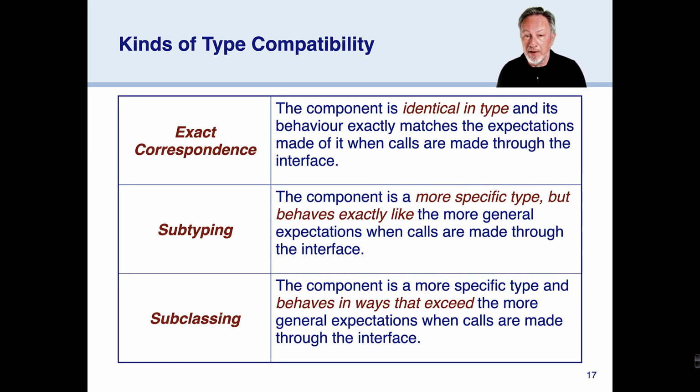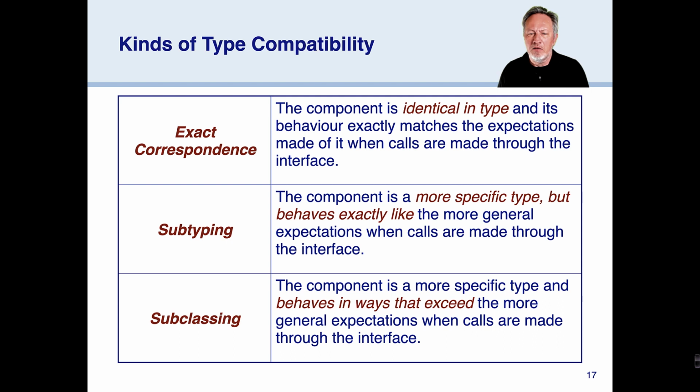Now, back to type compatibility and what we mean by type compatibility. There are roughly 3 different categories of compatibility. The first is exact correspondence, and this is what we see in monomorphic languages. The component has exactly the right type, so it's matched 1-to-1. I expect something of type string and I get exactly a string. No subtypes, no subclasses, no nothing. Just exact matching. Then we have a notion of subtyping. The component is of a more specific type, but behaves exactly like the more general one.